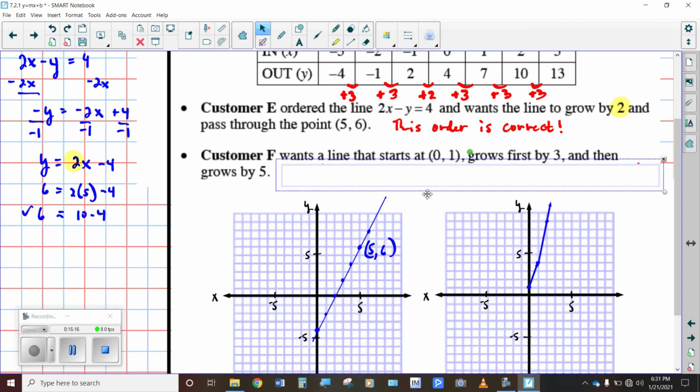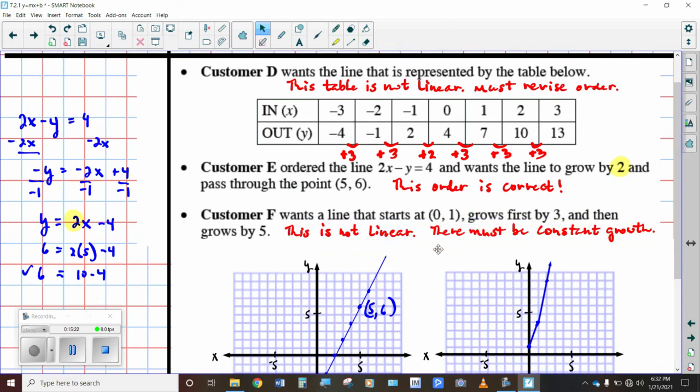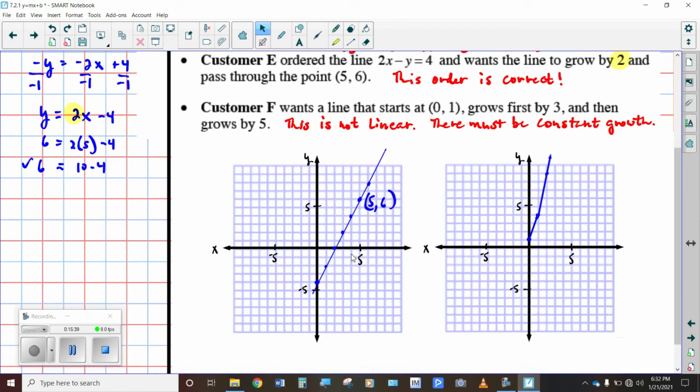So it's almost like there's a little curve happening there. Similar to the problem that we had for customer D, this does not represent a linear function. This is not linear at all. It needs to have a constant growth rate. So it needs to be sent back to the customer. They need to decide, do you want it to grow by 3 or grow by 5? Choose one, and then we can make an equation for you, or we can create a line from the equation that is generated.